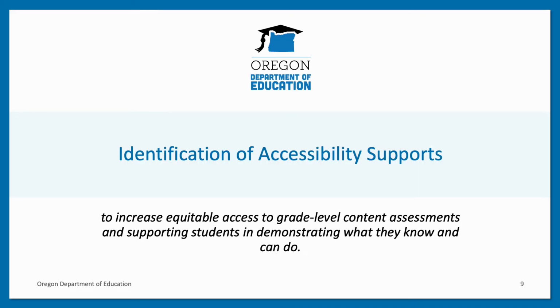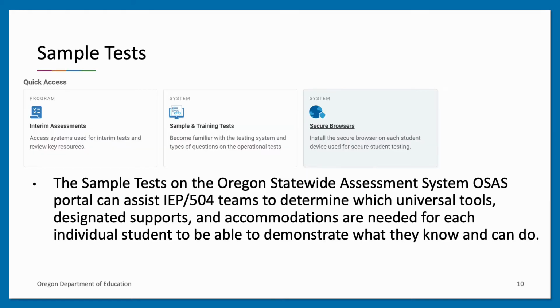The identification of whether a particular support is offered as a universal tool, designated support, or accommodation is determined independently for each assessment based on the construct that assessment is designed to measure. As part of the identification of accessibility supports process, ODE highly recommends using the sample tests to familiarize TAs and students to the tests and accessibility supports.